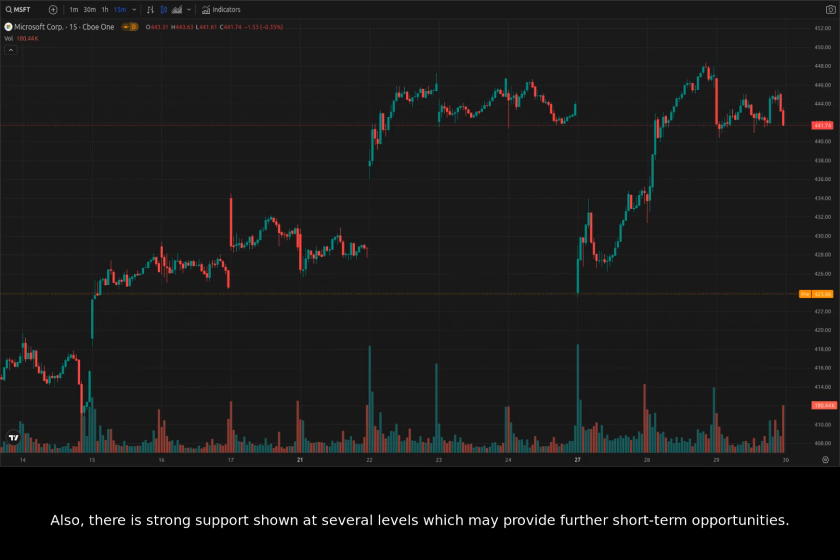Also, there is strong support shown at several levels which may provide further short-term opportunities. We also see a sudden price drop and reversal that might indicate a shift in market sentiment. The short-term trading opportunities might be more volatile and require more frequent monitoring.